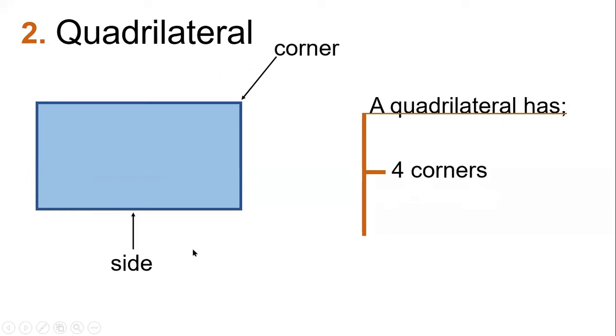Okay, now this is what we call side. So how many sides do we have in a quadrilateral? So we have 1, 2, 3, and 4. Yes, so we have got 4 sides. So it means that a quadrilateral has 4 corners and 4 sides. Okay.